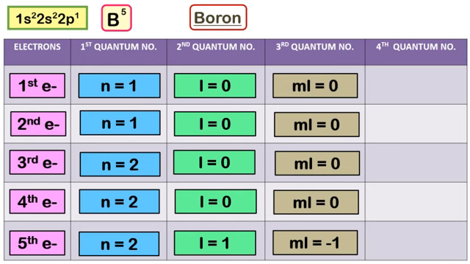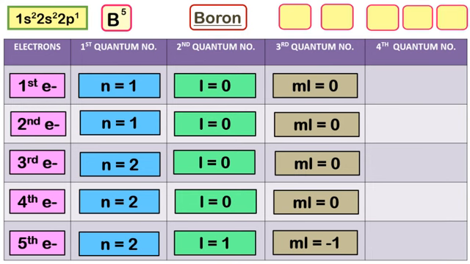The fourth quantum number has something to do with the atomic orbital or the orbital diagramming like we did a while ago. So we have 1s2, this is the orbital, 2s2, this is the orbital, and we have 2p1, so we have 3 orbitals for the p.